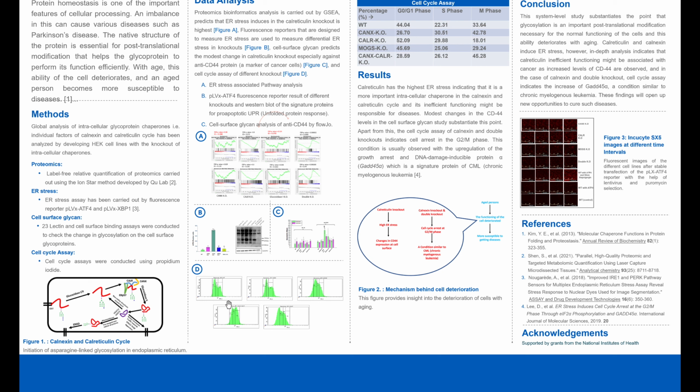And the tabulated form of this graph is shown on the third panel. In this we can see that in case of double knockout, the M phase is increased to 45% compared to the wild type, that is 33%. In case of Calnexin knockout also it is increased to 42%. So this shows that the double knockout and the Calnexin knockout cells will behave more like these chronic myelogenous leukemia cells.